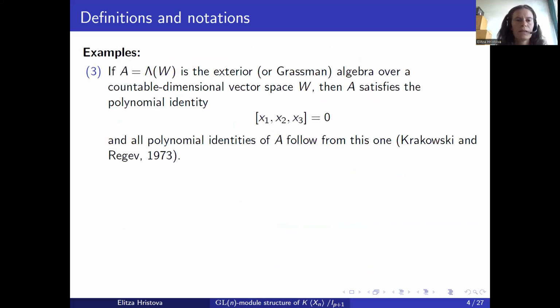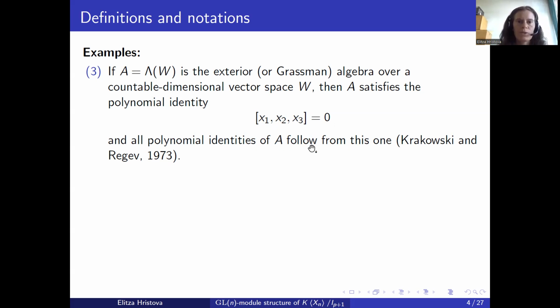And we have one less trivial example, let's put it that way. If we take the exterior algebra of any vector space W, then it is not difficult to see that the exterior algebra satisfies this polynomial identity, a triple commutator being equal to 0. And if we furthermore require W to be countable dimensional, then essentially this is the only polynomial identity which is satisfied by the algebra.